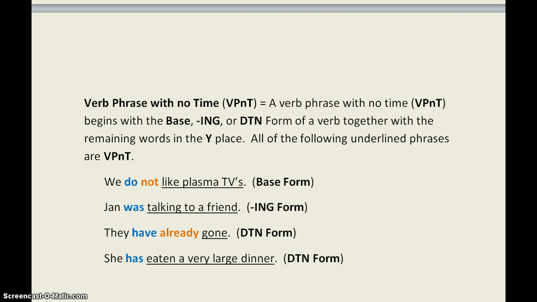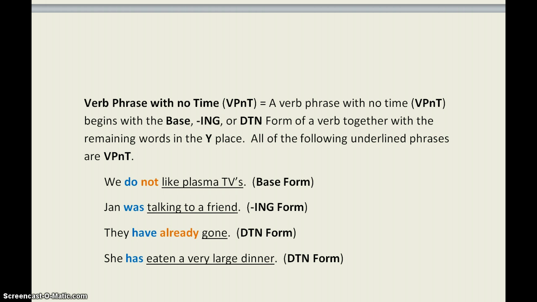They have already gone. Have is the X word. Already is the M word. Gone is in the Y. Gone is a DTN form. Gone is a verb phrase with no time. She has eaten a very large dinner. Has is the X word. Eaten a very large dinner is Y. It's headed with the DTN form eaten. This is a verb phrase with no time.